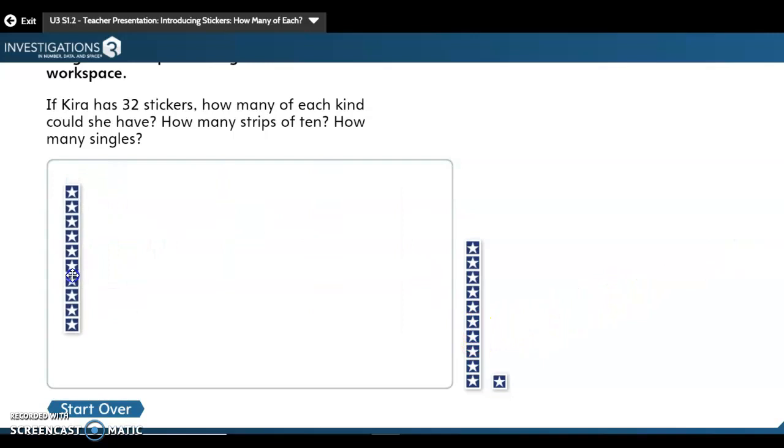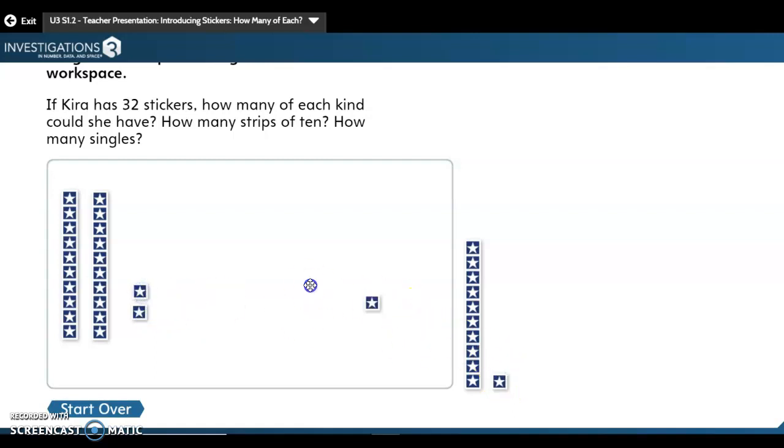So if I have 1 set of 10 and 2 sets of tens, that gives me 10, 20 stickers. 10, 20. We're counting these by tens because they are strips of tens. Now, I know that I still have to work up to 32 stickers because that's how many Kira had all together. So let's count, put these 2 strips of 10, the number 20, in our brain, and count on with our singles until we get to the number 32.